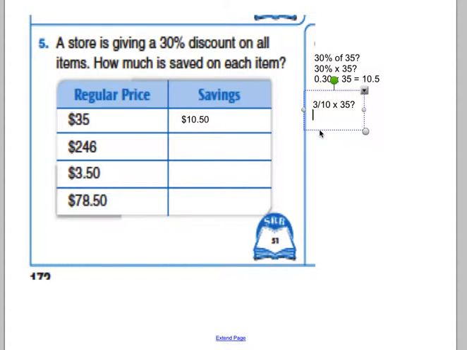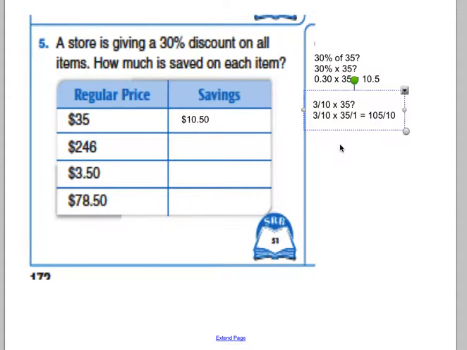Well, remember when we're multiplying with fractions, we need to have a fraction on both parts. So I'm going to take my 3/10 and I'm going to multiply it by 35 as a fraction. So I'm just going to put 35 over 1. Okay, remember that's how we can take a whole number, change it into a fraction, and multiply. So now I just multiply my numerators. 3 times 35, and I get 105. And then I multiply my denominators, 10 times 1, and I get 10. Okay, so I get 105 over 10.